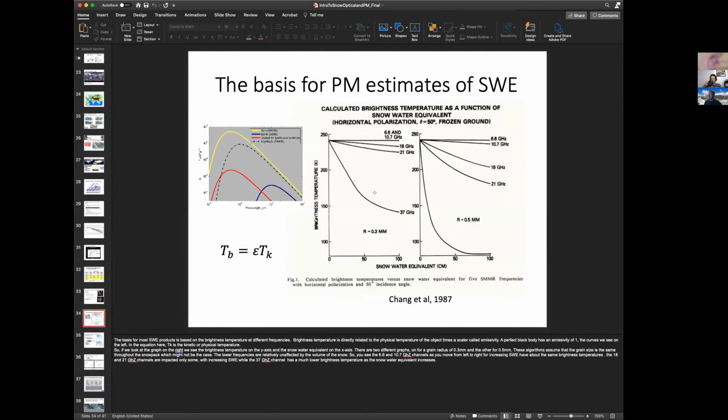And again, going back to this graph here, basically, you can see here that at 100, this is snow water equivalent on the x-axis. At 100 centimeters of snow here, the signal is basically flat, and that's why that saturation occurs.